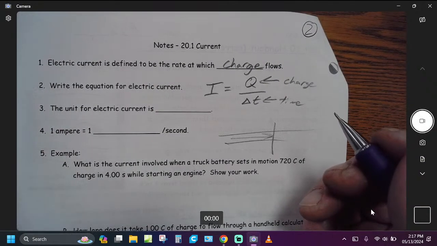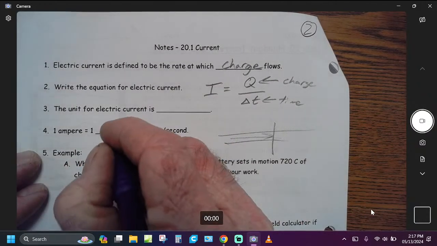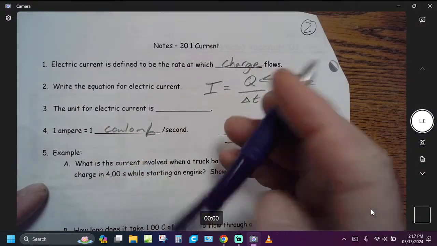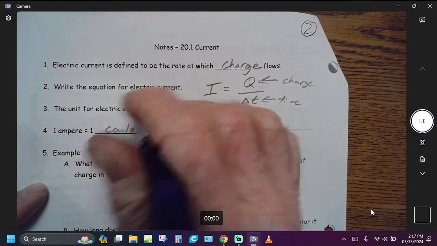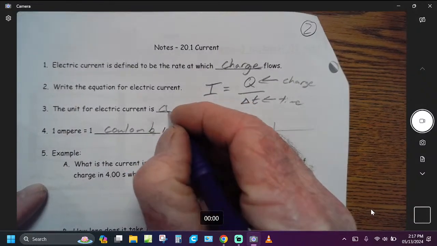Coulombs per second is equivalent to that. So 1 ampere is 1 coulomb per second. Let me write that more neatly. I don't want to go too fast or be too messy. 1 ampere.